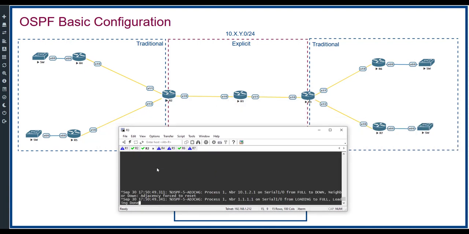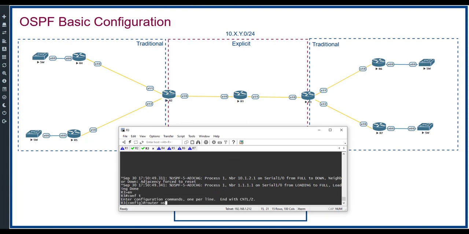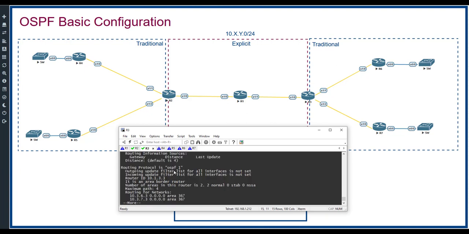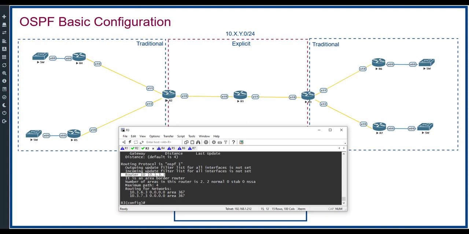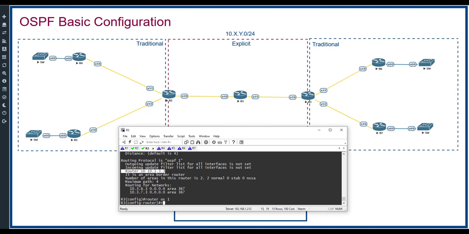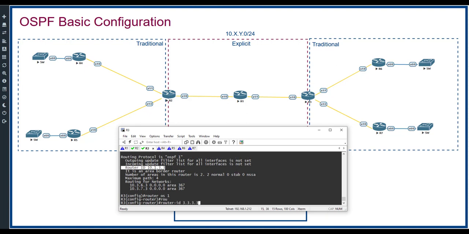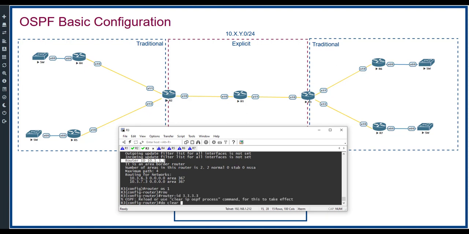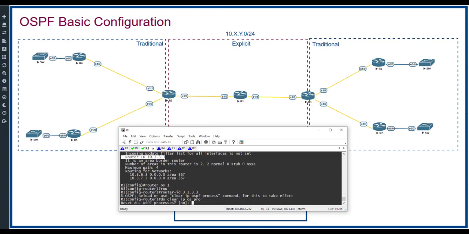Let me change the router ID in router 3. Here: en, conf t, router ospf. Let me show you with show ip protocol. No, we should change the router ID in router 3. Router ospf 1, router-id 3.3.3.3, then do clear ip ospf process.